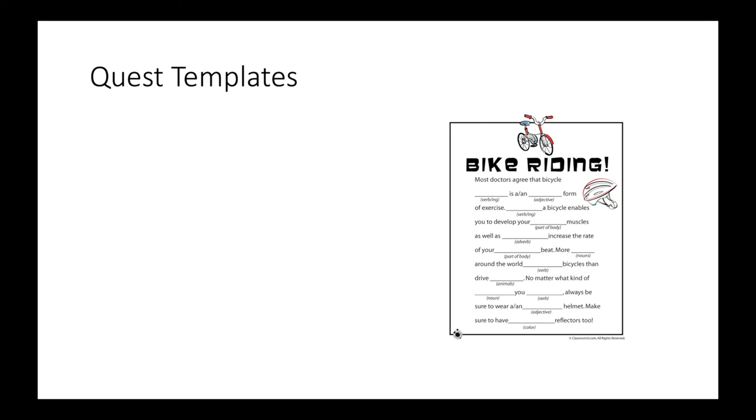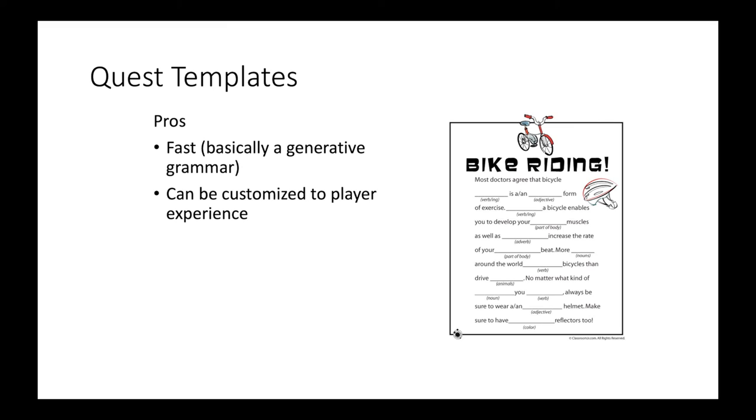So quest templates, there's some pros. They're fast. It's a generative grammar again, so it's very, very fast. It can be customized to the player experience, right? So if you have only unlocked certain locations, we can just say, okay, there's a rule. We can only use locations the player's unlocked.